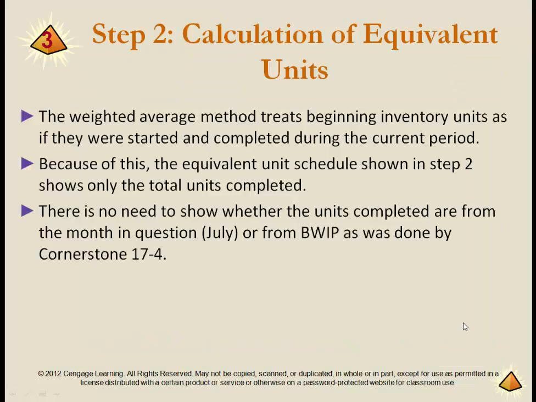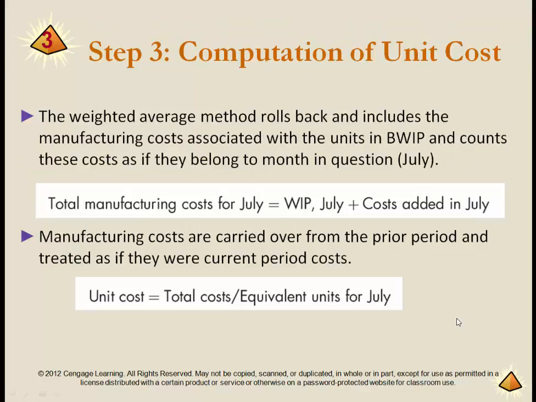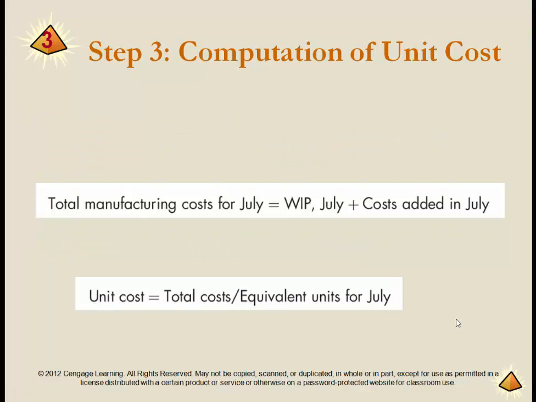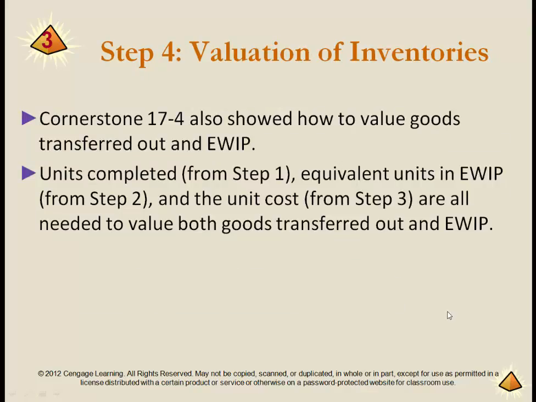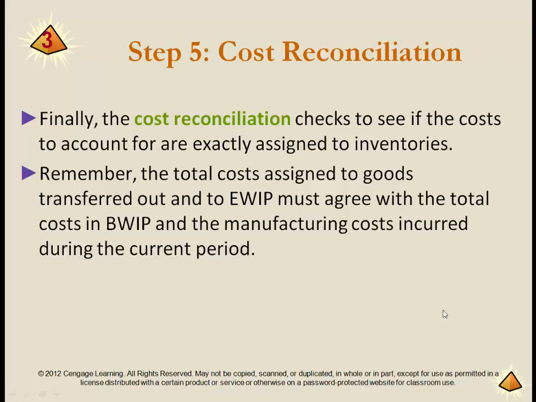And if we go to the next slide, now we have to calculate equivalent units of production. And it doesn't show that here, but that's the next step. And then we're going to compute the unit cost using the weighted average method. And then we're going to look at the valuation of inventories, and then we're going to do a cost reconciliation.